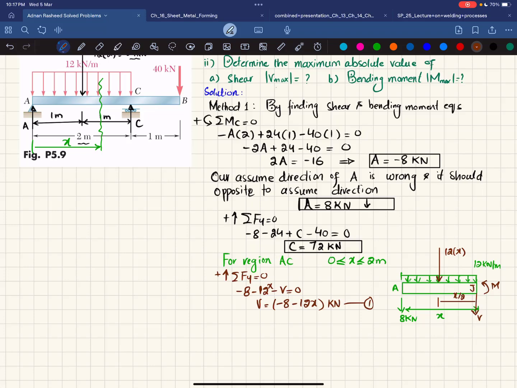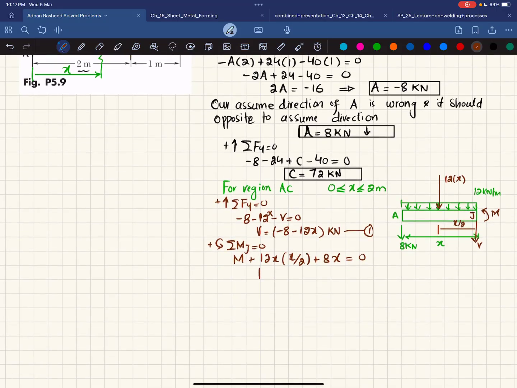Now we'll find the moment by using the equation that the sum of all moments about point J is equal to 0, taking counterclockwise moment as positive. About point J, the first moment is this external moment which is clockwise, so minus M, counterclockwise, so it will be plus M. The second load producing moment about point J is 12x, and the perpendicular distance is x by 2, and this is also producing counterclockwise moment, so it will be positive. So I will write plus 12x into x by 2. And the last load producing moment about point J is 8 kilonewton, and the perpendicular distance is x, also producing counterclockwise moment, so it will be positive. So I will write plus 8 into x is equal to 0.